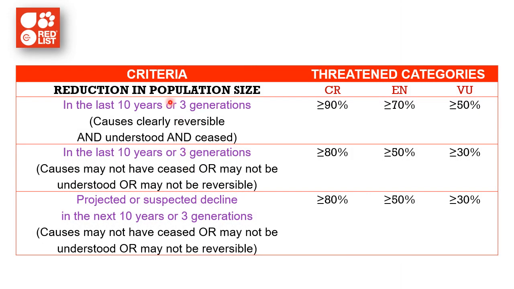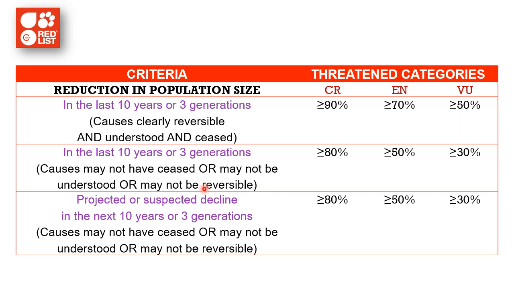First is reduction in population size. Now, what is taken as the standard is that in the last 10 years or three generations, and causes clearly reversible and understood and ceased. Suppose we are talking of poaching. Fine, definitely we can reverse it. It is understood maybe that the species is going down because of poaching. Then causes in the last 10 years or three generations, causes may not have ceased or may not have been understood or may not be reversible.